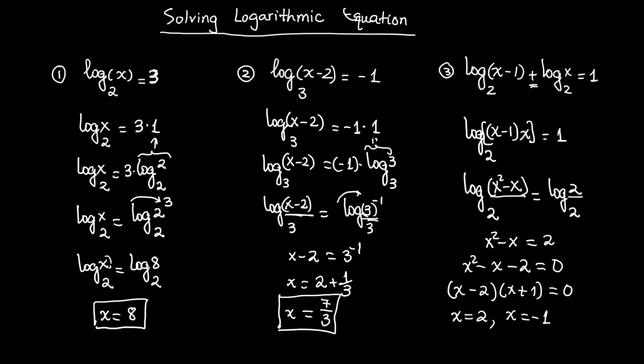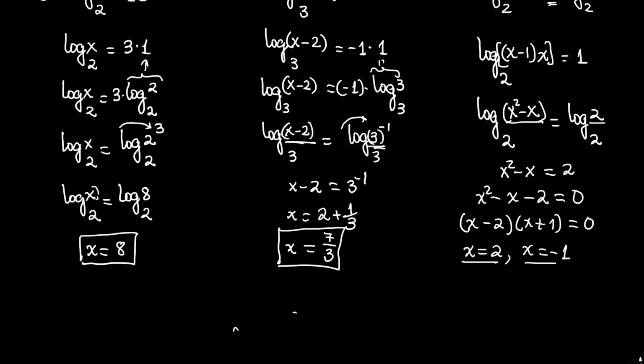Now, I have an issue here. You might say that, okay, the solution is x equal to 2 and x equal to minus 1. Wrong. Why? Let's see. If I plug x equal to minus 1 there, I'm going to have log base 2 of minus 1 minus 1, plus log base 2 of minus 1. Log of a negative number does not exist. So that means this does not exist, so this is not a solution.